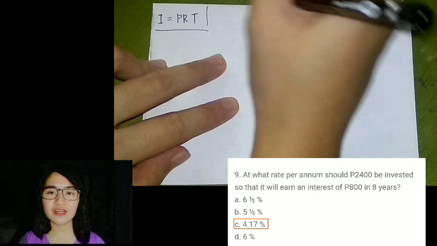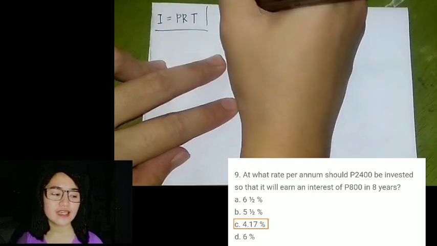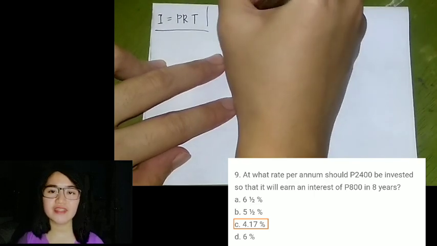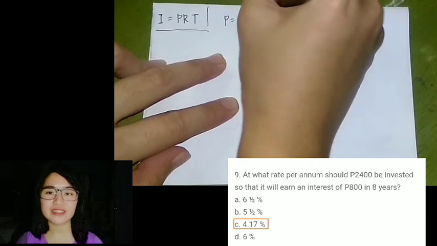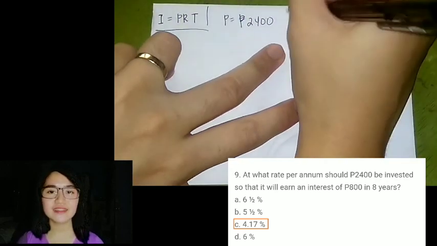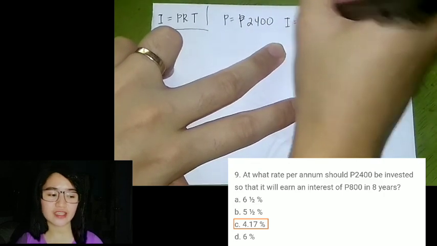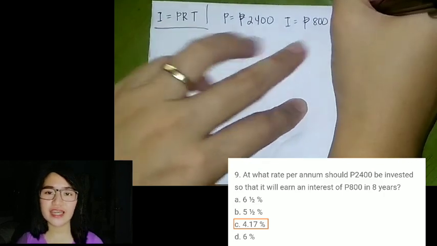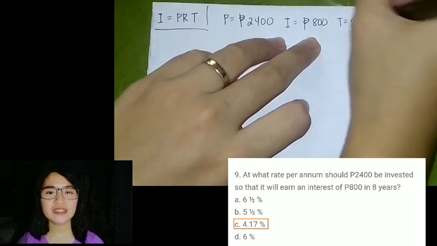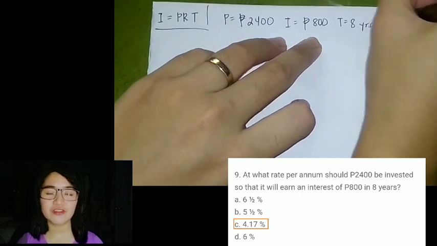And first, na gagawin muna natin is identify muna natin yung given para alam natin kung ano yung nawawala. So, according doon sa problem, yung 2,400, since ayan yung initial amount na i-invest, so that is our principal. And then, nakalagay naman dyan na yung 800 pesos, ayun yung interest. And then yung 8 years, obviously, ayan yung time. Meaning, dyan sa problem, ang nawawala natin is yung rate.